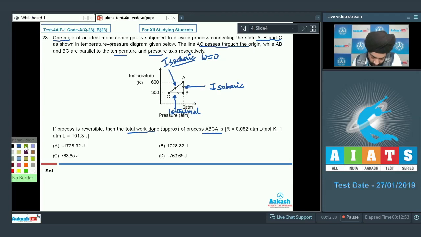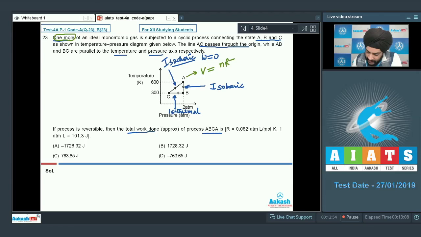Now if we try and figure out the state, we have been given the number of moles and we have the value of temperature and the pressure. So we can find out the value of volume. So the volume at A can be given by nRT by P, and on putting the values, n is equal to 1, the value of R is 0.082, the temperature here is 600 Kelvin and the pressure is 2 atmosphere. So this volume will come out to be equal to 24.6 liters, which will also be the volume at C. So VC is also equal to 24.6 liters.